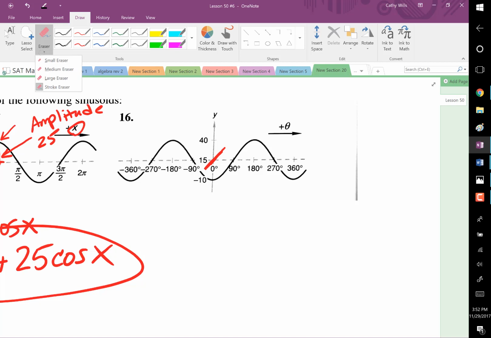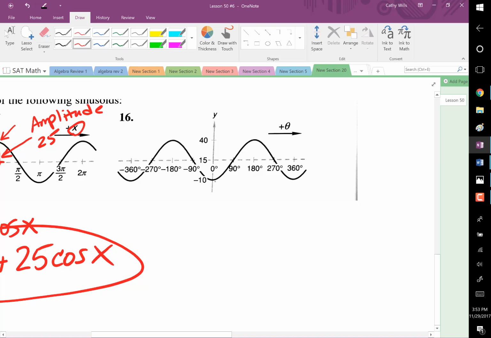So that's the first thing you look at when you do this: if it goes right through here, either going up or going down, then you're going to write it as a sine function. But if it doesn't, if it's either at the top of the hill or the bottom of the hill when you start out at 0, when x is 0, then you're going to write it as a cosine function.